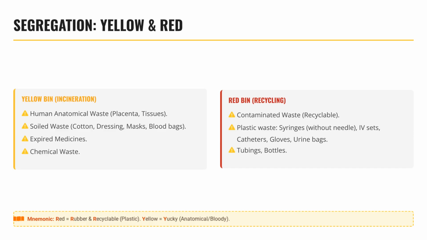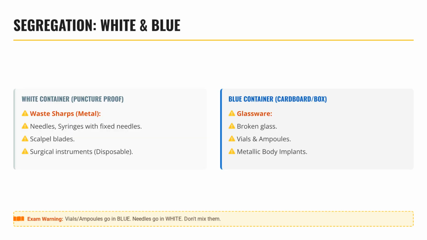The red bin is for recycling contaminated plastic items like syringes, IV sets, and gloves. The white container is puncture-proof for sharp waste, including needles, scalpel blades, and surgical instruments. The blue container is for glassware, such as broken glass, vials, ampoules, and metallic body implants.